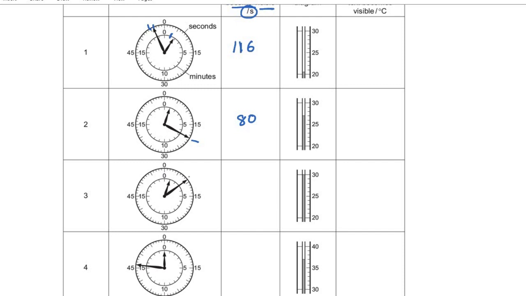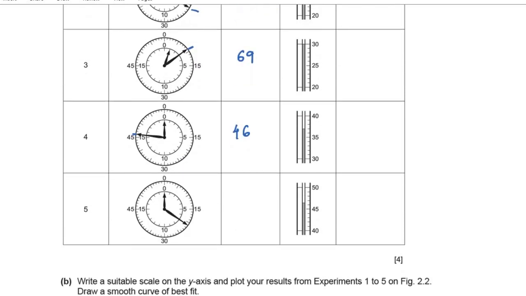Next is 1 minute passed, and you can see that there are 9 seconds past 1 minute. So 69 seconds, 60 plus 9. Next is only 1 second ahead of 45, so it is 46 seconds. And the last clock here is only 20 and 21, so it's 21 seconds. So all the seconds are done.